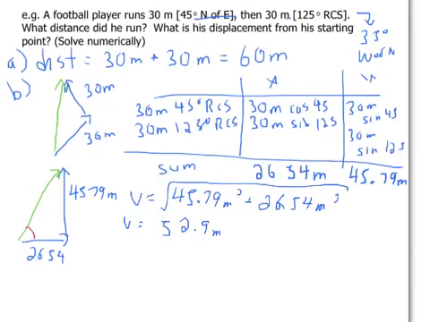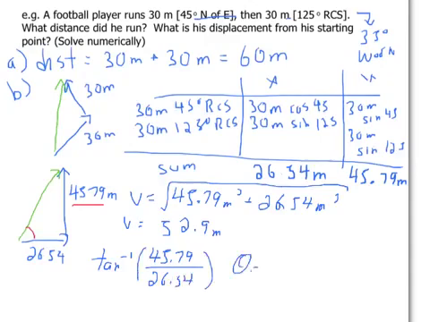The side that is opposite to that angle is 45.79. So we're going to set up our equation. Inverse tan of 45.79 over 26.54. And our angle is 60 degrees. So our final answer is the football player runs 53 meters at 60 degrees RCS.